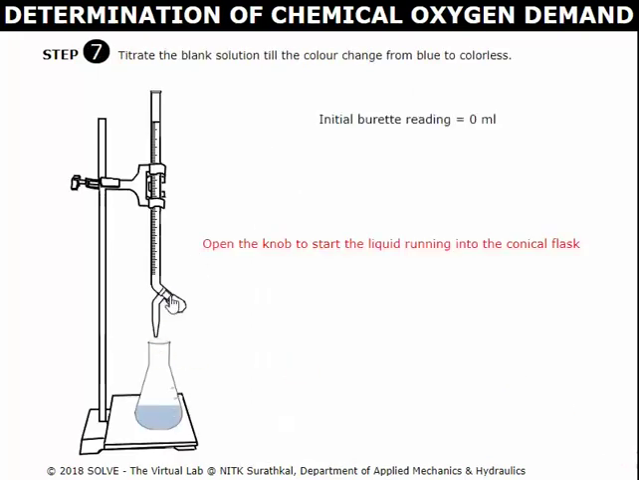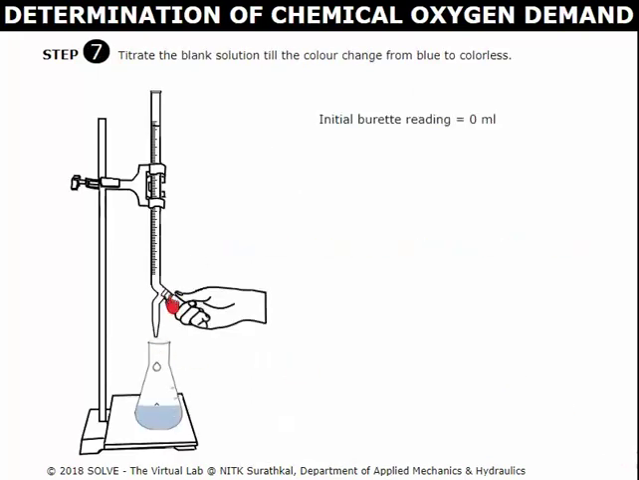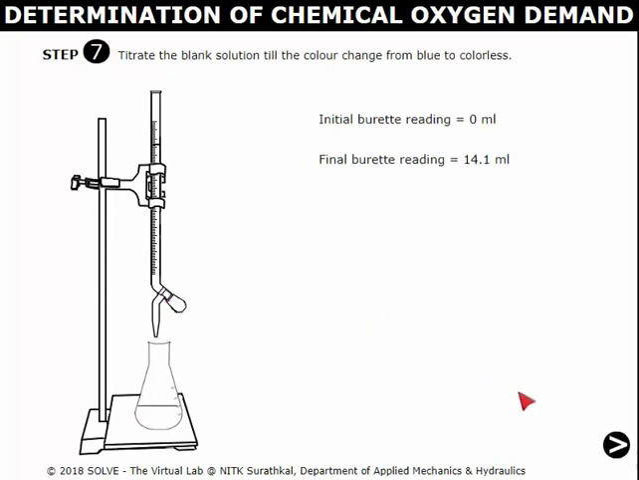Click here to open the knob and to let the solution flow into the conical flask. Stop the process when the color changes from blue to colorless. Note down the final burette reading.